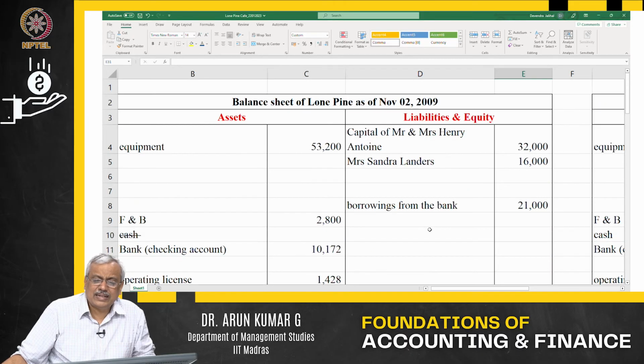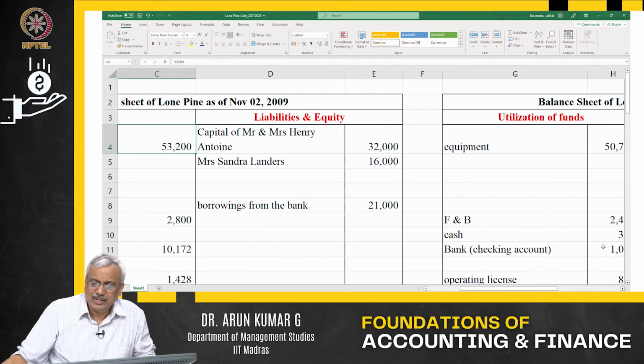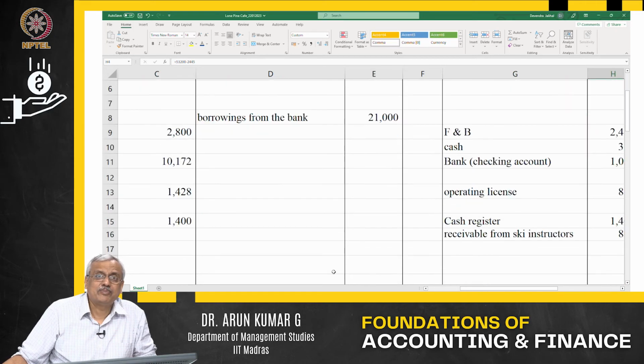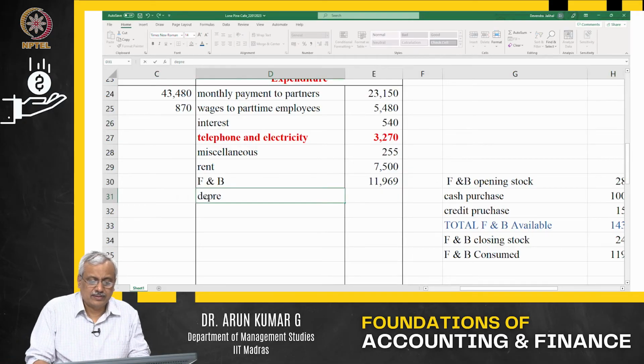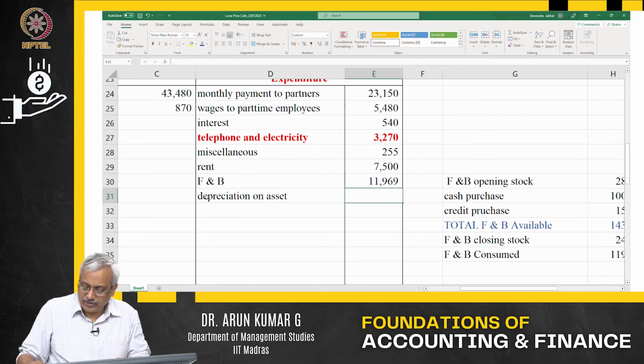Then what other expenditures are there? You saw the equipment was 53,200. The equipment has now become 50,755, so 2,445 was depreciation. That means it is a non-cash expenditure, depreciation, of 2,445.